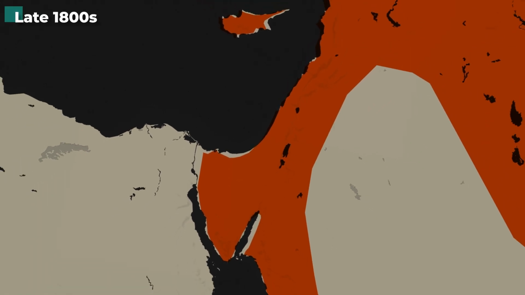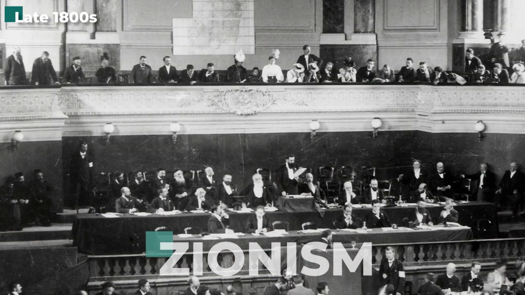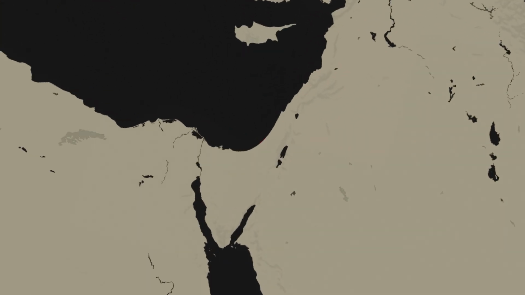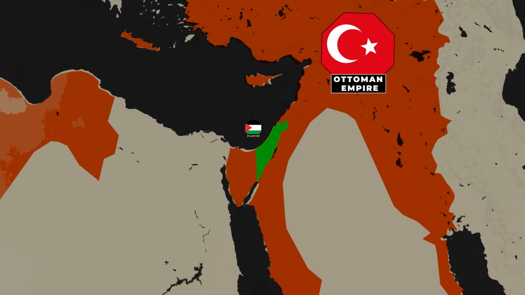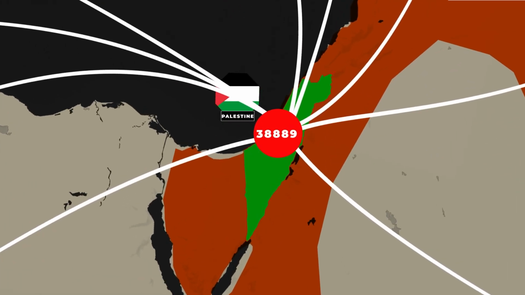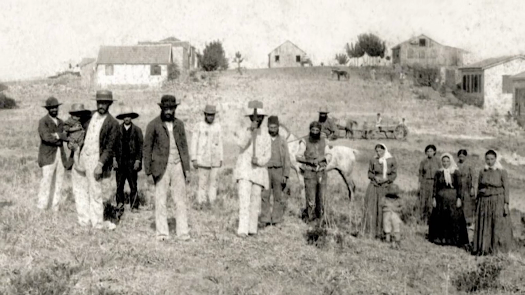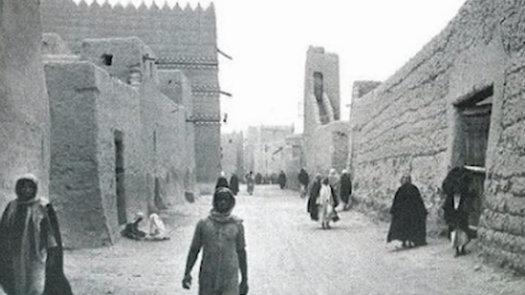The late 1800s saw the birth of Zionism, a movement advocating for the establishment of a Jewish homeland in Palestine, a region then under the Ottoman Empire's control. As Jewish immigration increased, so did tensions with the Arab population, who viewed these new settlers as a threat to their land and way of life.